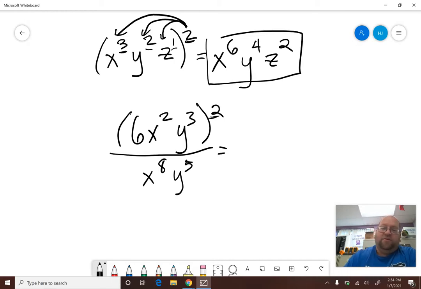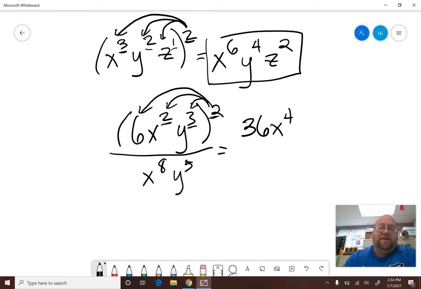Real simply, just like we've been doing before, think about distributing that to everything inside of here. So first of all, I've got 6 squared. 6 times 6 would be 36. Then I have x squared being raised to the second power. So I have a power raised to a power. So I'm going to multiply, which means that would be 36x to the fourth.